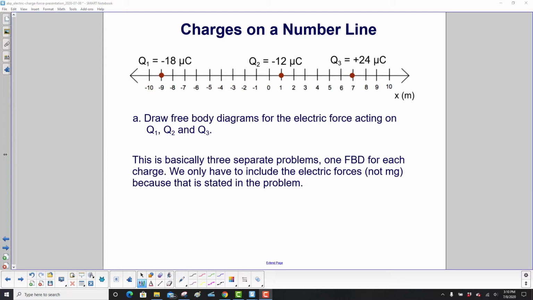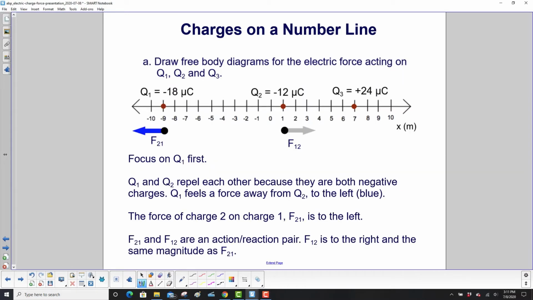And what we're going to assume on all of this, because this is electrostatics, is the charges don't move. They're nailed down there for a second, okay? For some reason we've got them stuck there, they can't move, because once the forces start acting on them, that gets to be extremely tricky. So we're not going to do that at all. We just want the initial force when the charges are put there. So we have 3 separate problems, one free body diagram for each charge. We only have to include the electric force. We're not worried about gravity here, okay? That's how we stated the problem.